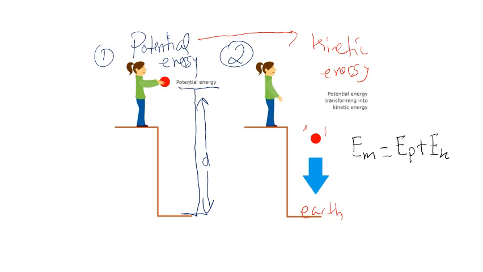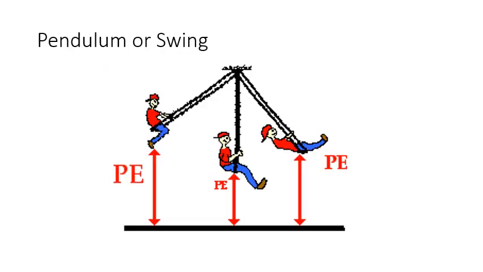Okay? In other words, the mechanical energy in 1 is going to be equal to the mechanical energy in 2, because the sum of the potential energy and the kinetic energy will have to equal that mechanical energy. Now, for our purposes, you need to appreciate that energy is transferred from one form to another. Okay? All right, let's move on.